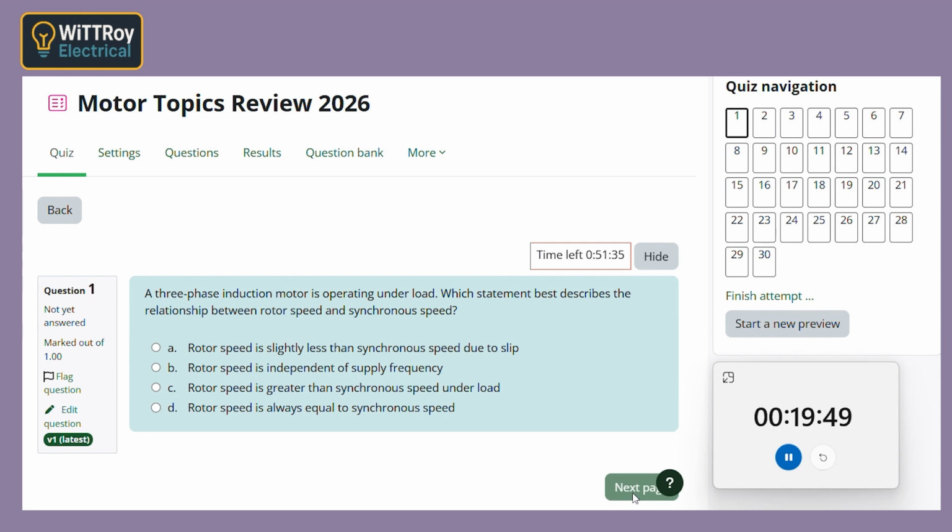So the field needs to cut across the rotor conductors? Exactly. That cutting induces current in the rotor. That current produces torque. Now, if the rotor spins at exactly the same speed as the field, then nothing is cutting anymore. Correct. No relative motion, no induced current, no torque. So the motor would basically stop doing useful work. Yes, that's why rotor speed must be slightly less than synchronous speed. That difference is called slip, and it's essential.